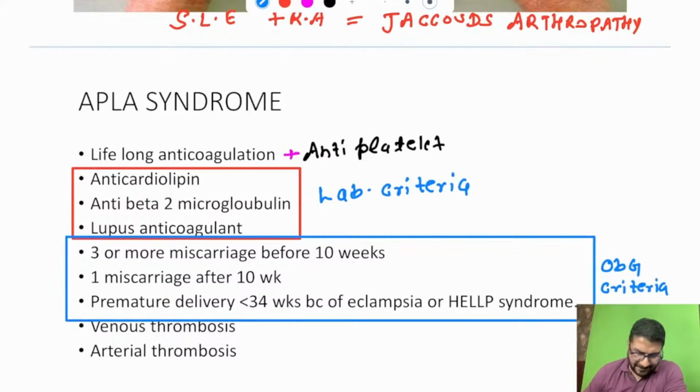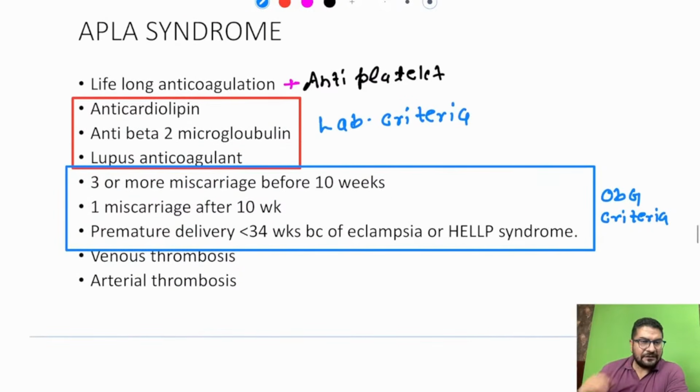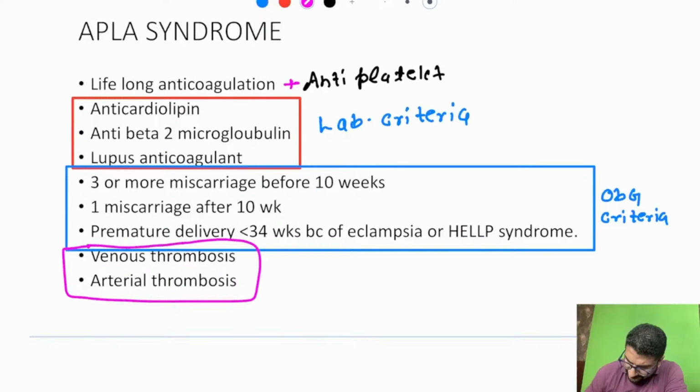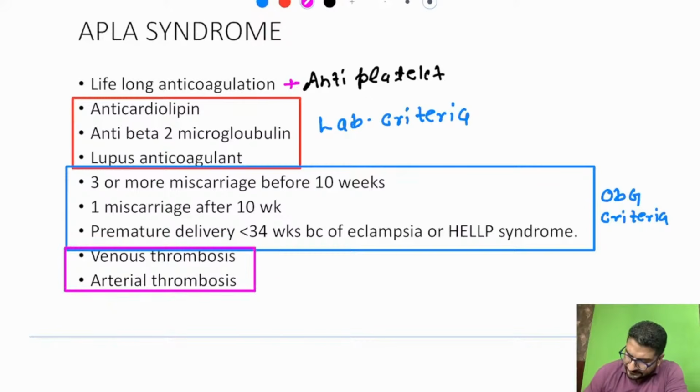तो पेशेंट को लैब में इन तीनों में से कोई एक एंटीबॉडी मिलनी चाहिए. Then the patient should have any one of these features, and the third will be the medicine criteria. And what is this medicine criteria? Understand, the patient should have a history of arterial or venous thrombosis. So this is your medicine criteria.